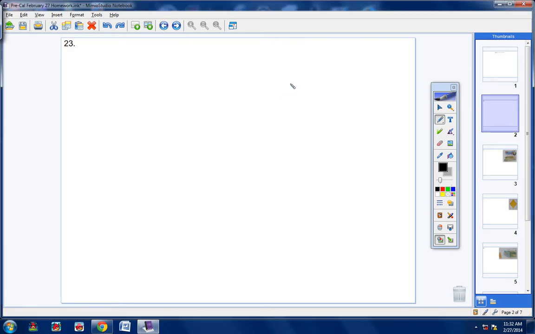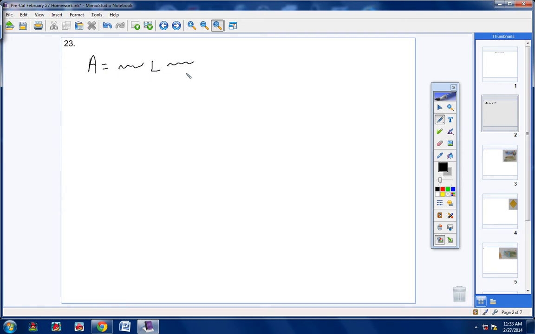Okay, number 23 reads as follows. Creative landscaping has 60 yards of fencing to enclose a rectangular flower garden. If the garden is X yards long, express the garden's area as a function of the length. So we're going to try to write the area as a function of the length.